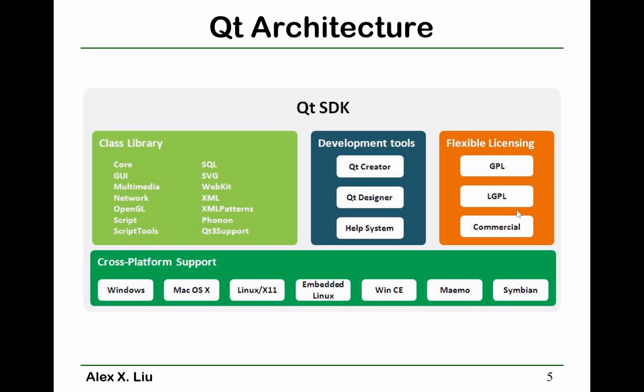So this is the Qt architecture. At the bottom, it is cross-platform support. It supports Windows, Mac OS, Linux, embedded Linux, Windows CE, and so on. And this is a list of all those major libraries. For the development tools, mostly you will use Qt Creator and Qt Designer. These two we are going to use, and it has very nice help systems. We are going to see that later on. And it has flexible licensing. If you develop a program that you are not going to sell, you don't need licensing.